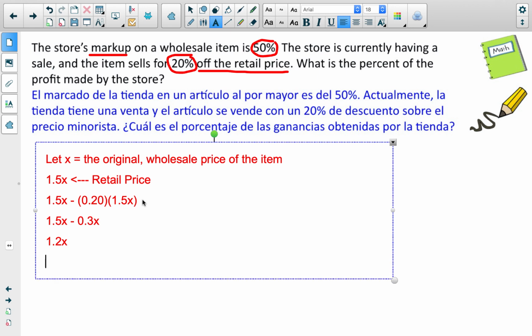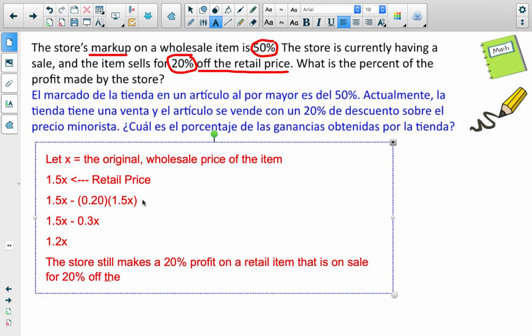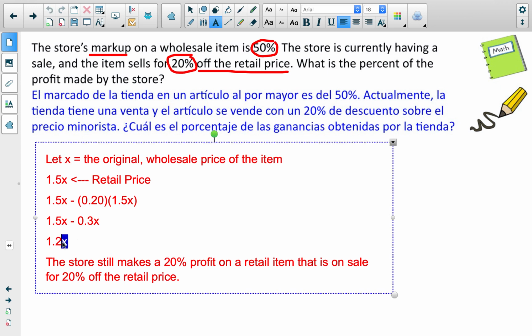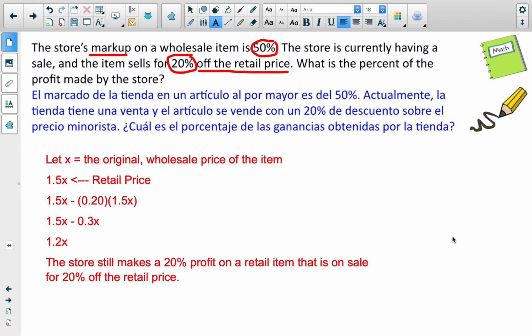So what does that mean? That means the store still makes a 20% profit on a retail item that is on sale for 20% off the retail price. Why 20% profit? Because you are still multiplying the original wholesale price, which is x, by 1.2. That 0.2 is that extra 20% that is added on.